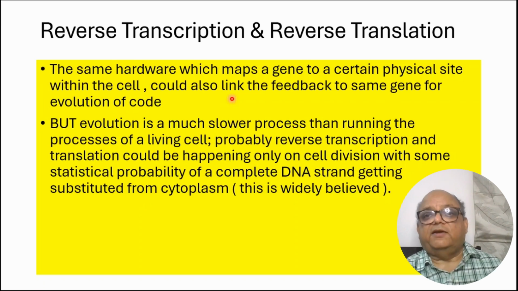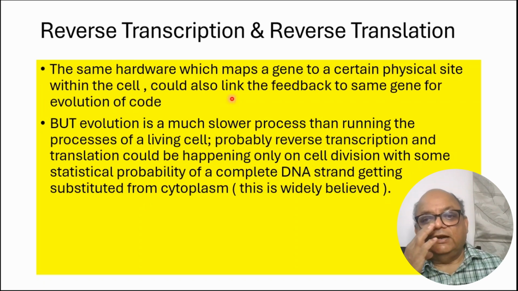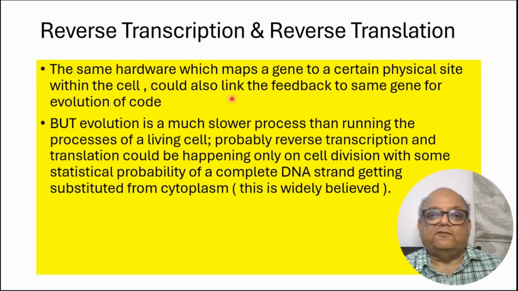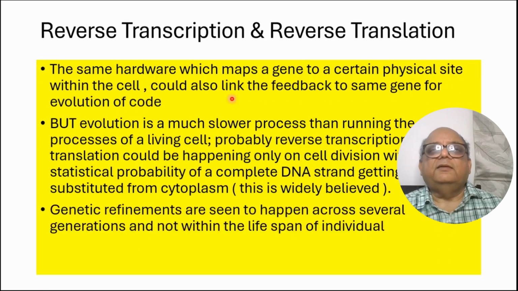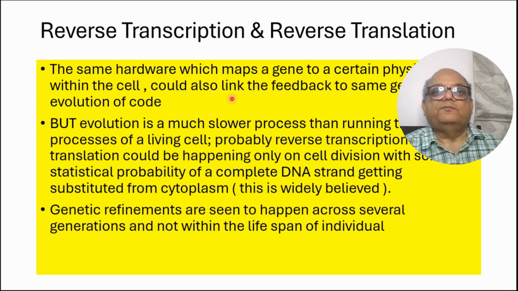But it is required. Some feedback is required, some correction is required, of course. Some mechanism to link the gene to physical things in the cytoplasm is required. And genetic refinements are seen to happen across several generations. Generally, it's hard to find that it happens within the lifespan of an individual cell or even an individual human being. So it may require several generations for some genetic refinements to happen.